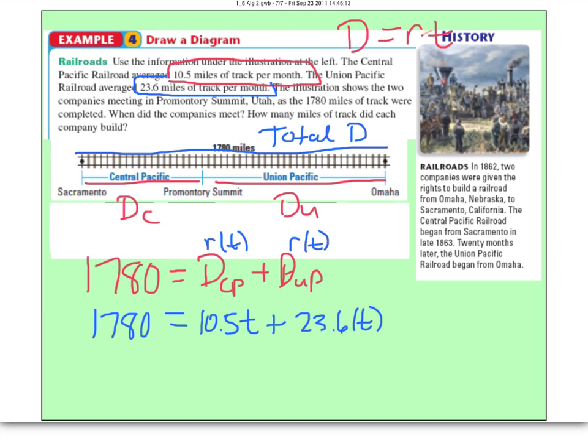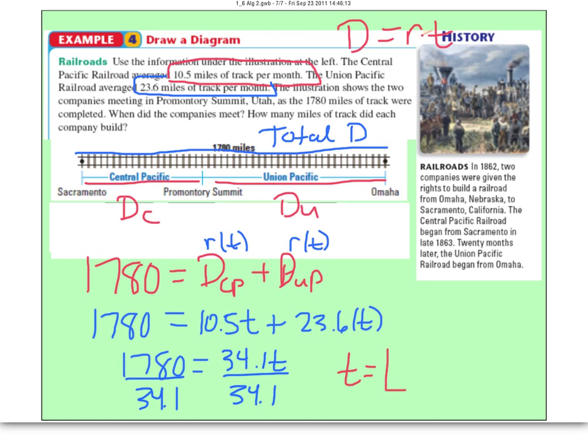If you bring these together and figure out combining like terms, 1,780 is going to equal 34.1 t. To get t by itself, divide by 34.1. This is going to give us an answer for time. When we get the complete answer for time, can we figure out how many miles of track they each built?